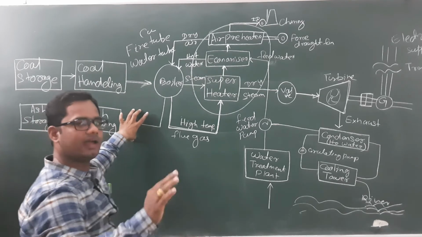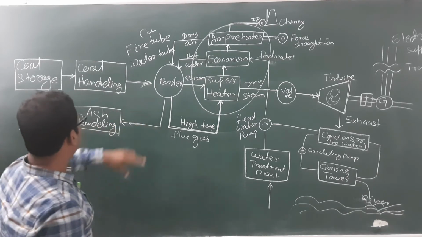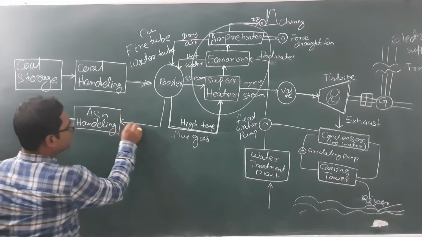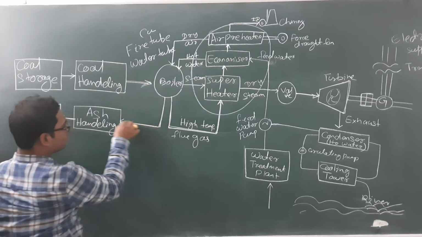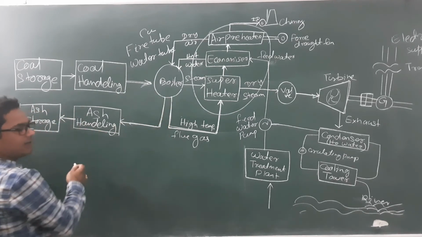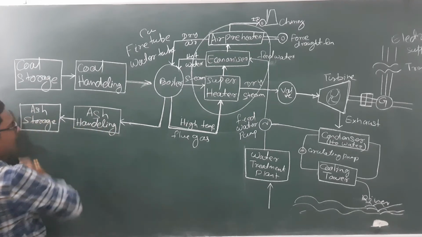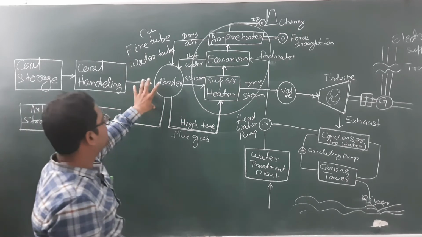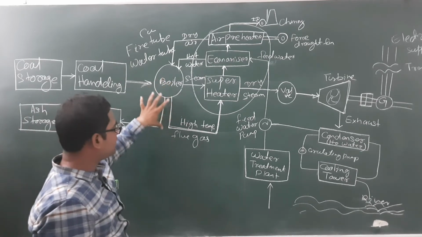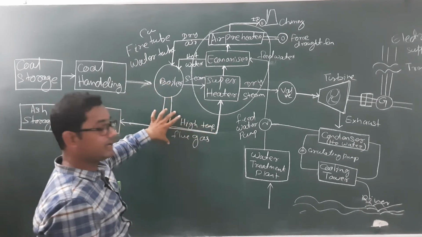After that, when the coal burns, it will produce ash, and you cannot throw that ash onto any land or any area. It will be diluted, mixed with water, and carried to your ash handling. In the ash handling, it will mix with water, and then it will come to your ash storage. Then whatever heat is produced is called your flue gas. Inside the flue gas, heat is there.